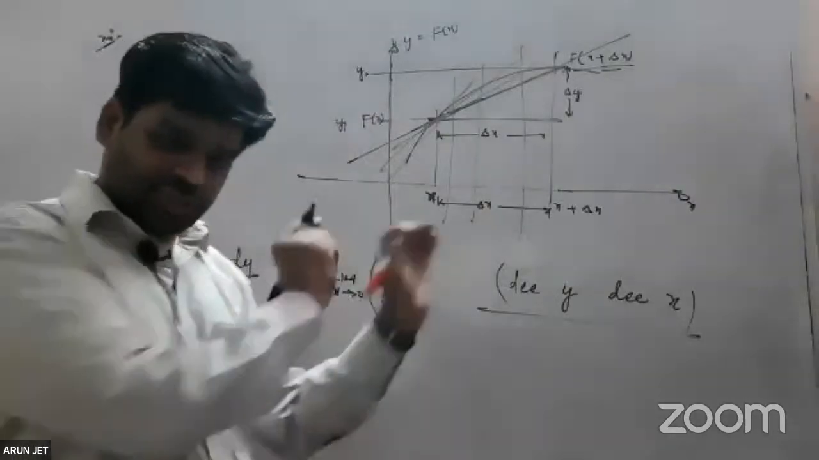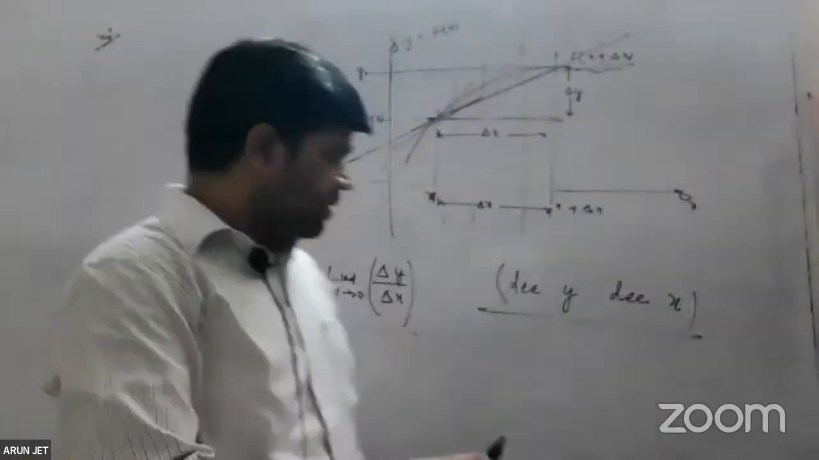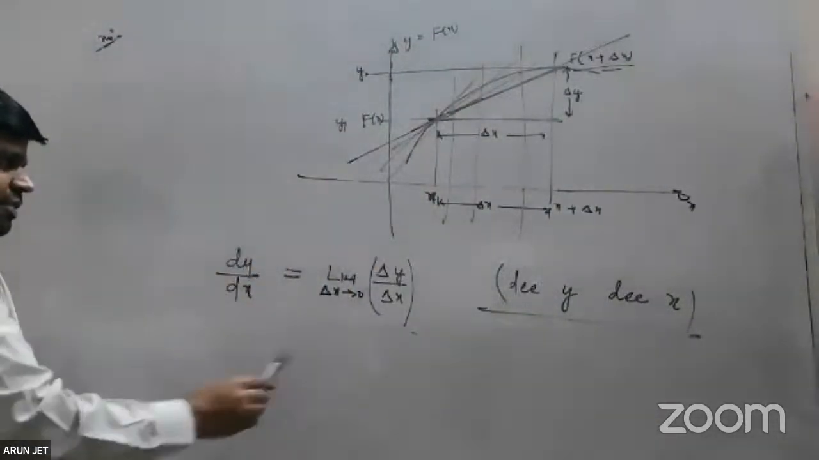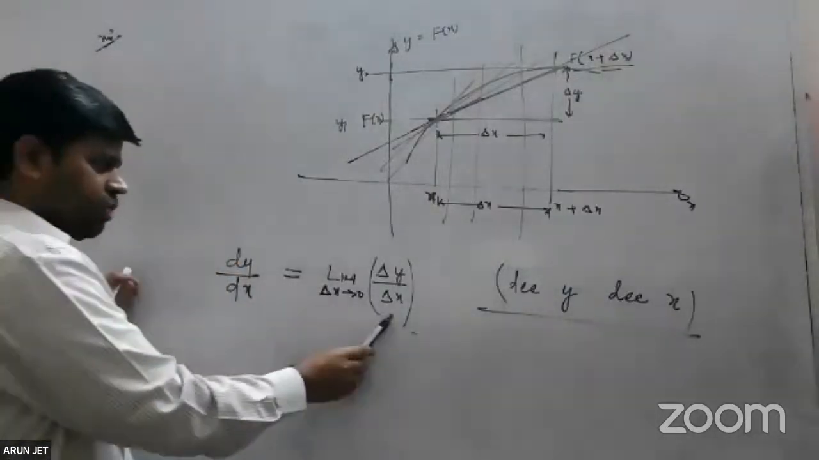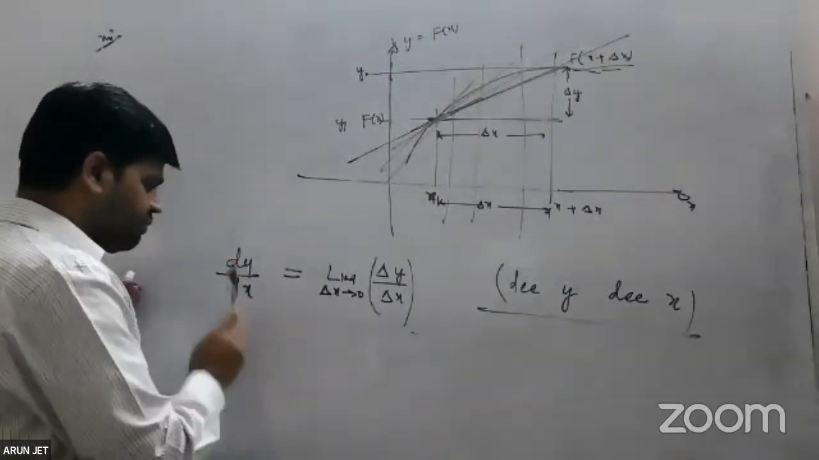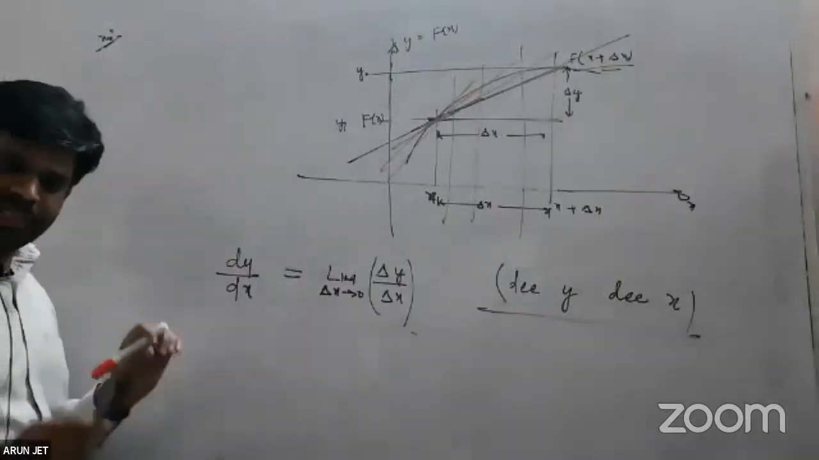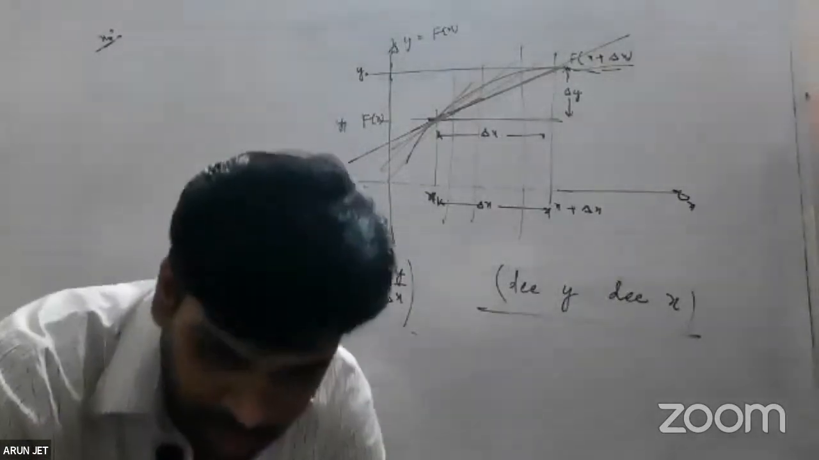Is this clear, students? Is this geometry clear? Is this notation clear? This is just a notation. This is not mathematics. Slope of the chord when delta x tends to 0 becomes slope of the tangent. Please type clear in the chat box or yes in the chat box.